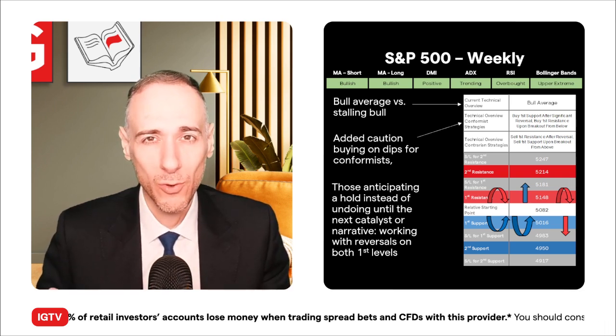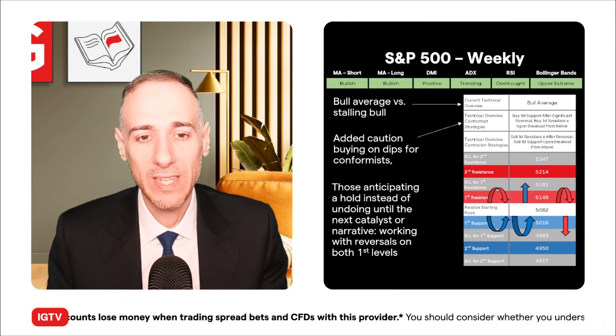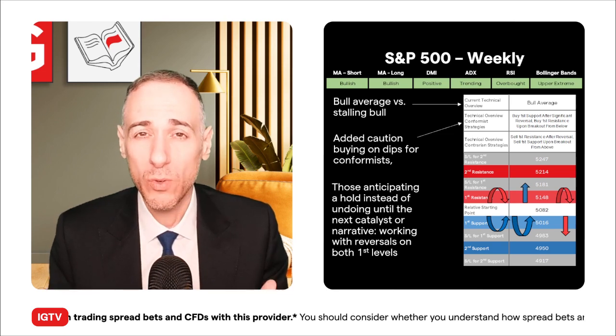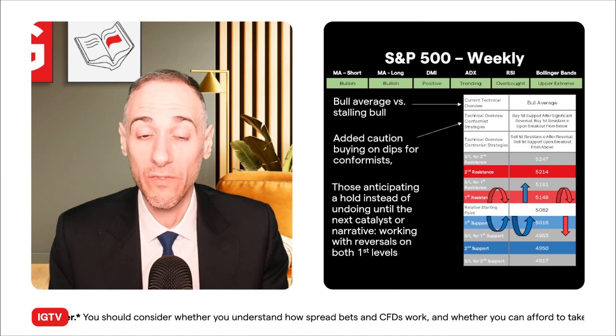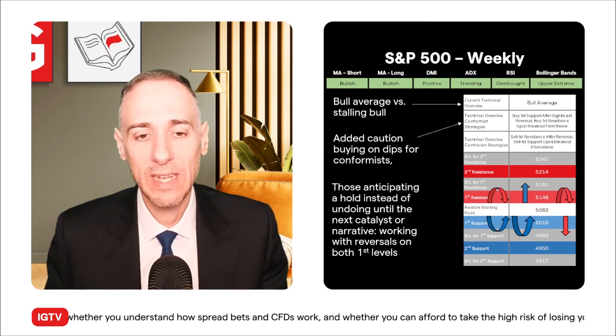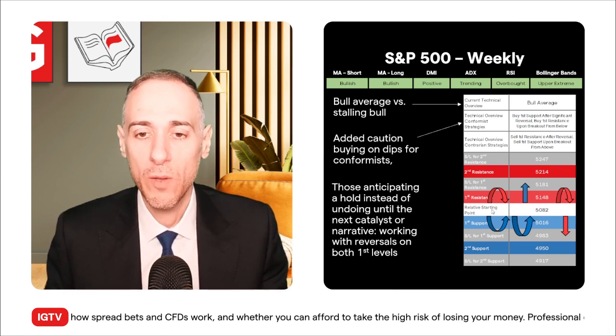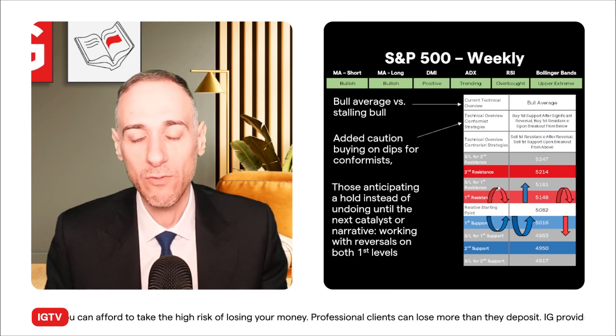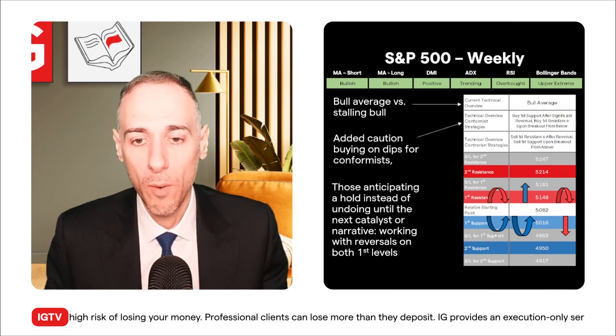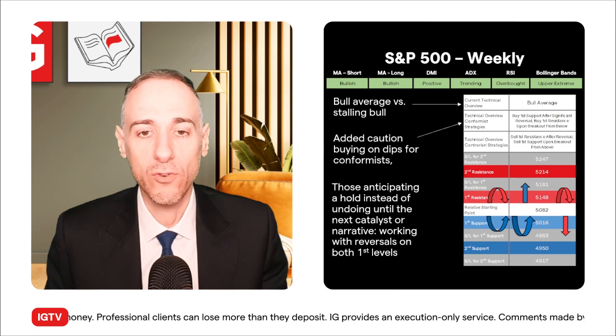I don't think it's the start of some sort of bearish move. I'm kind of in the middle, anticipating a sort of hold, or maybe undoing some of the gains that we've seen as of recently until the next catalyst or the next narrative comes into play on the fundamental front. If that's the case, you might want to work reversals off of both first levels. You can say, okay, if that's the case, I'm going to go for a sell after reversal off the first resistance, or a buy after reversal off the first support.